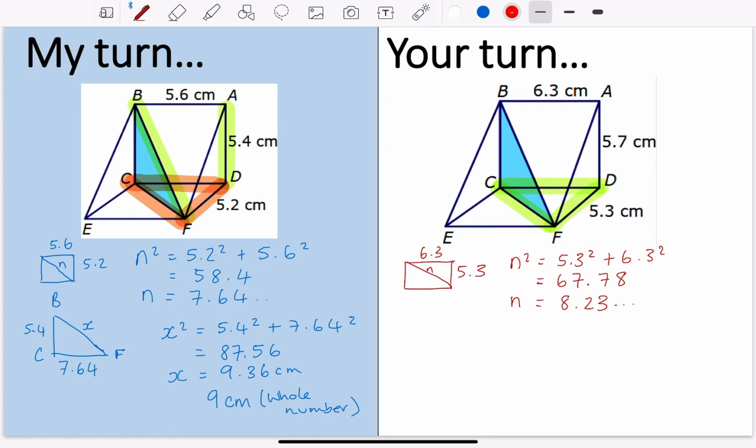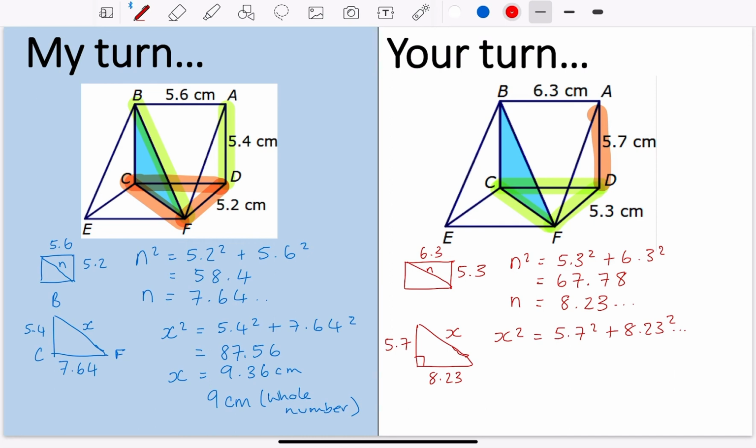Now I can use that value to consider that blue triangle that I have within. So that triangle now is going to look something like this, with a base of 8.23 and a height which is going to be the same as my shape of 5.7. Once again, this is now a right angle triangle. I'm looking for the hypotenuse, which I'm going to label x. So now I can go about using Pythagoras again. So I'm going to get x squared is equal to 5.7 squared add 8.23 squared.